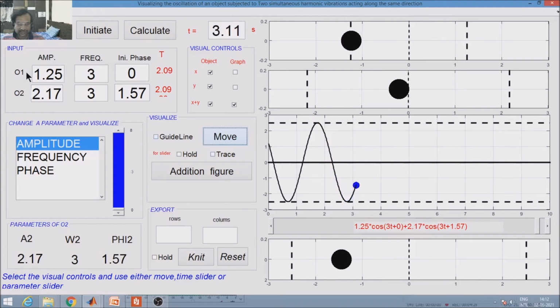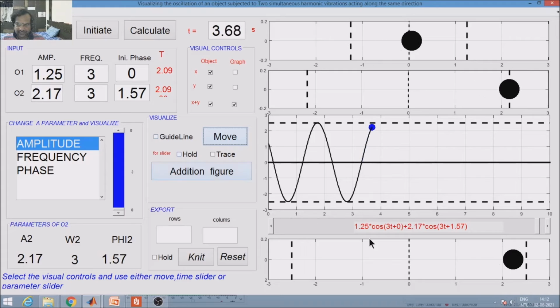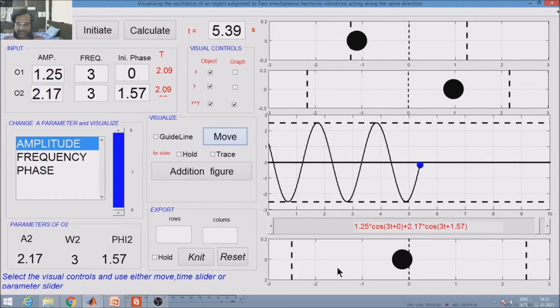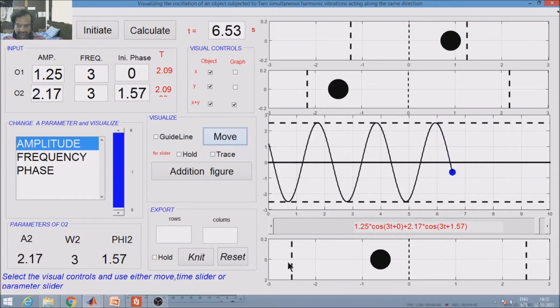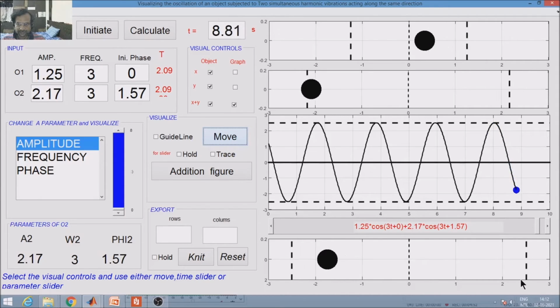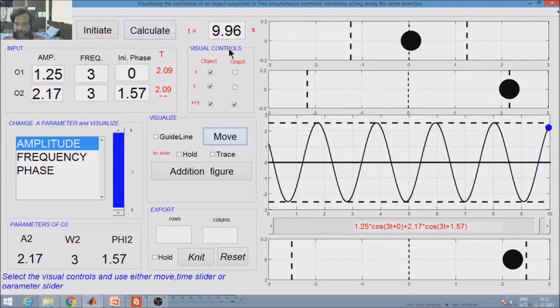So this appears to be periodic, because both the frequencies are same, hence the frequency of the combined motion will also be the same. The only difference would be the amplitude and the initial phase. So we can see it is going between two fixed limits. At 10 this simulation would stop. Now what we will do is something interesting. Now let us change the amplitude.